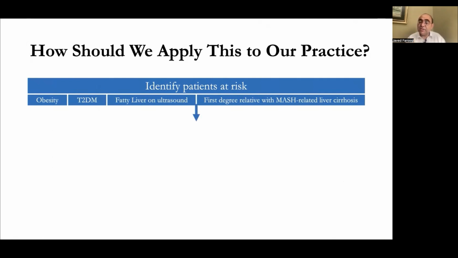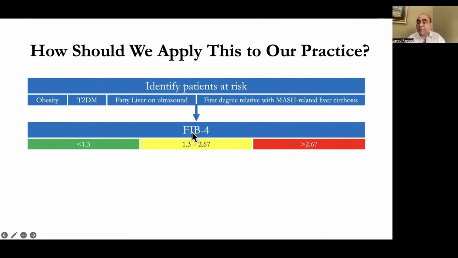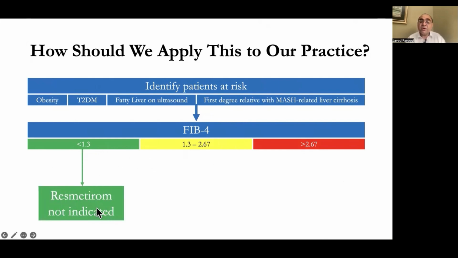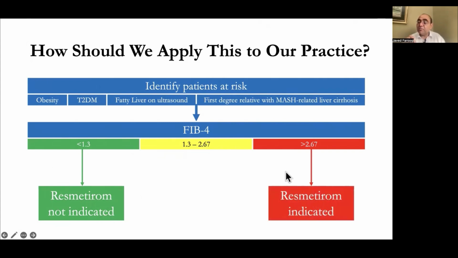And what you do in these patients is check the FIB-4. If it is less than 1.3, you label that as the green group. When it's between 1.3 and 2.67, he is in the yellow group, the signal lighting. And if the FIB-4 value is more than 2.67, he is in the red group. So in the green group, resmetirom is not indicated. And if the FIB-4 value is more than 2.67, resmetirom is indicated in this group of patients.